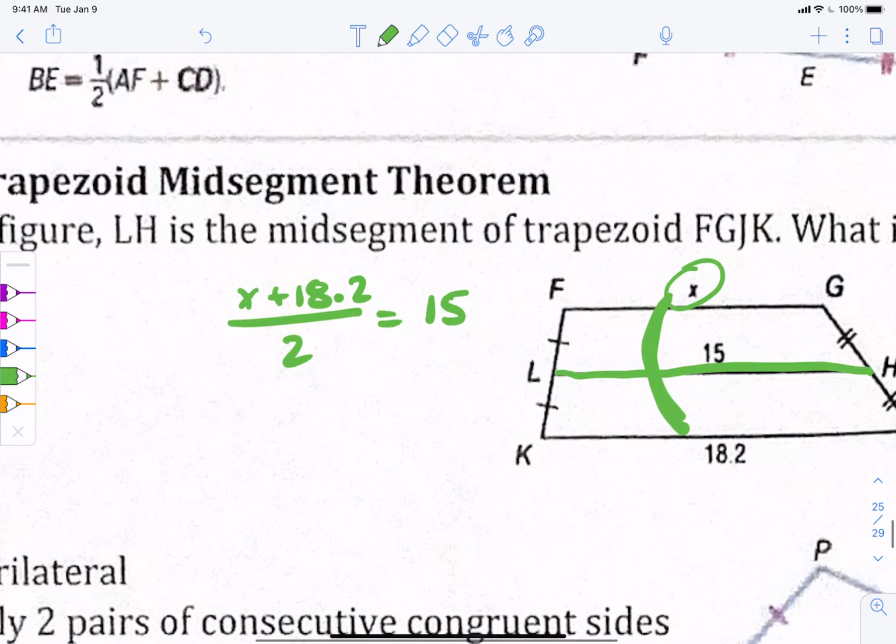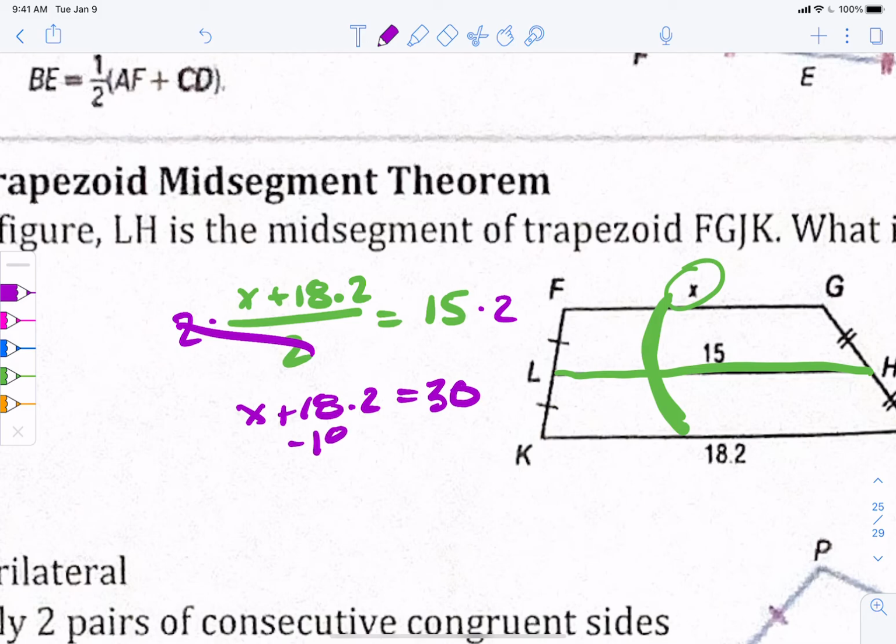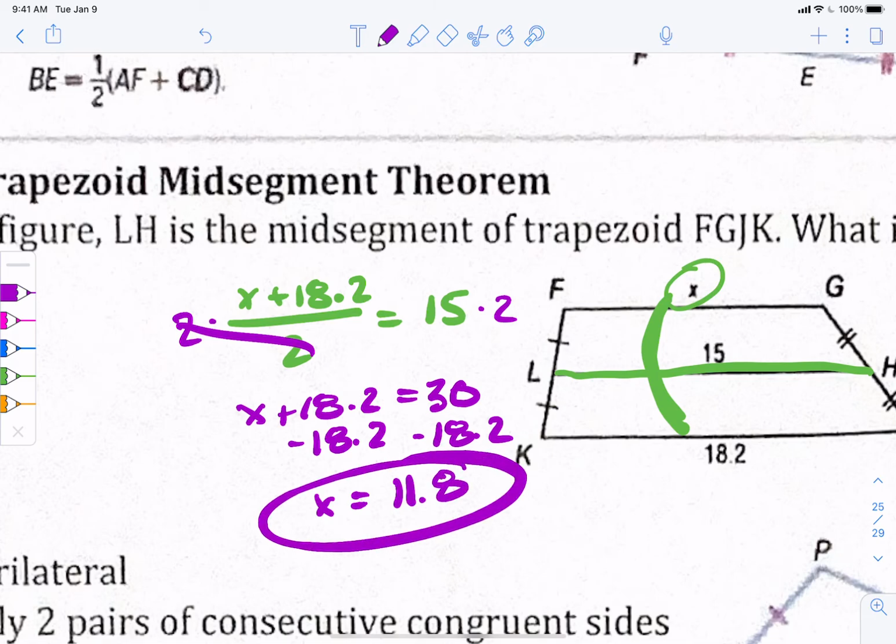Now let's unwind it and solve. You add them together, divide by 2. So multiply by 2. X plus 18.2 is 30. Subtract 18.2, and that is 11.8. That's close.